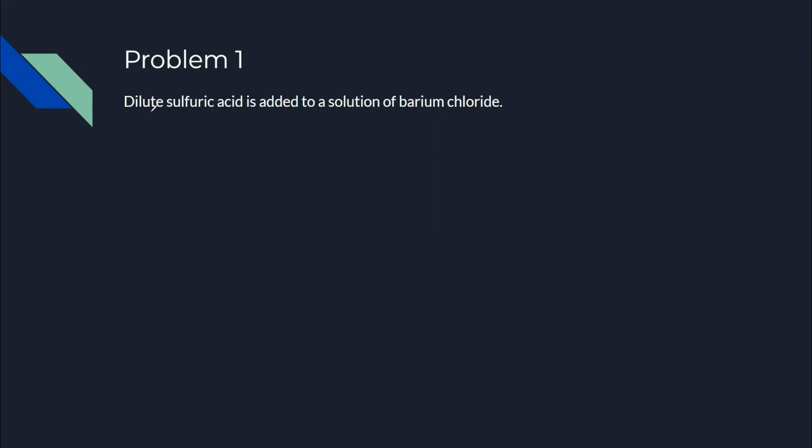So when it's dilute, it won't be H plus HSO4 minus. Rather, it'll be 2H plus and SO4 2 minus. And the next thing we have is barium chloride, which is Ba 2 plus and Cl minus, and there are two of them.